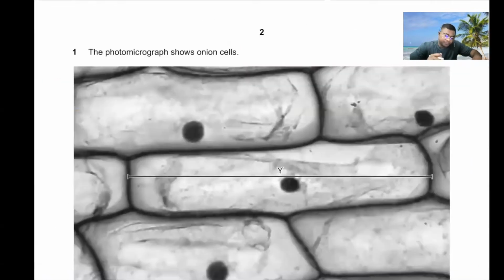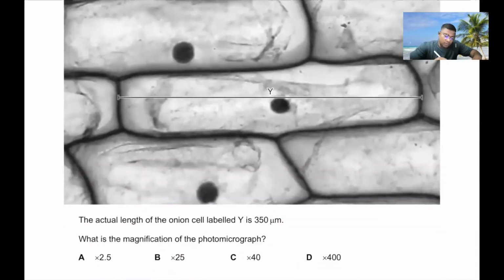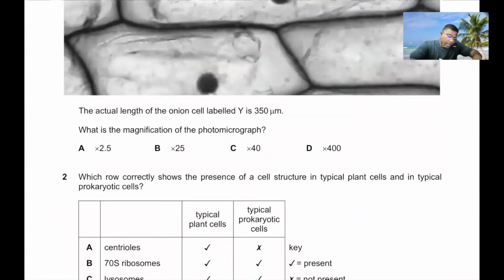12. The photograph shows onion cells. We can see Y, a single onion cell that is measured. Y is equal to 14 centimeters. The actual length of the onion cell is 350 micrometers. What is the magnification of the photomicrograph?